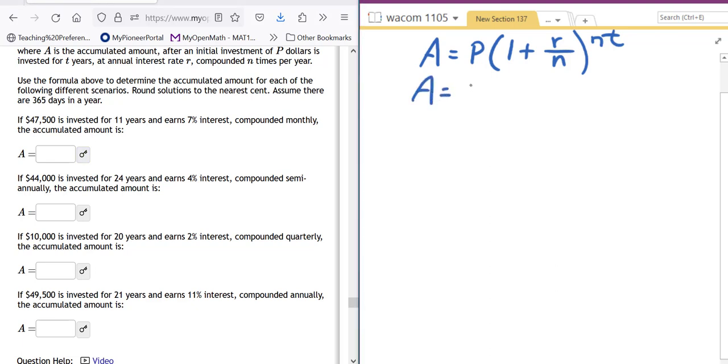P is your principal, 44,000. 1 is a constant. Change your rate to a decimal. 4%. You are going to move your decimal 2 places to the left. This becomes 0.04. N is your compounding intervals. Semi-annually means 2 times a year. That goes here. It also goes here. T is your time in years, 24.